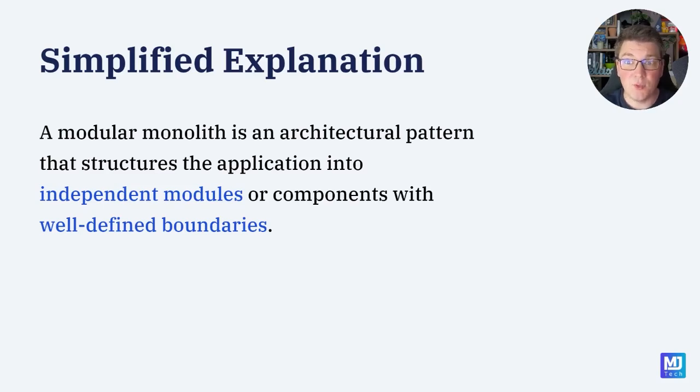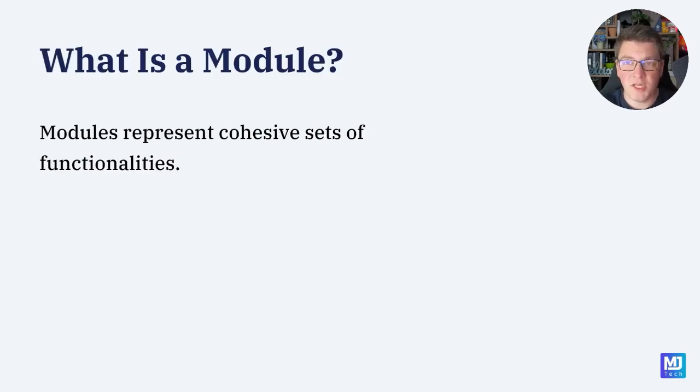I highlighted the words independent modules and well-defined boundaries on purpose because these are the crucial concepts to understand in order to build a good modular monolith system. Now you might be wondering, what is a module? Well, a module represents a cohesive set of functionalities. So a module is nothing else than a grouping of related functionalities, which is highlighted by the word cohesive, which basically means that related things should go together and related use cases should go inside of the same module.